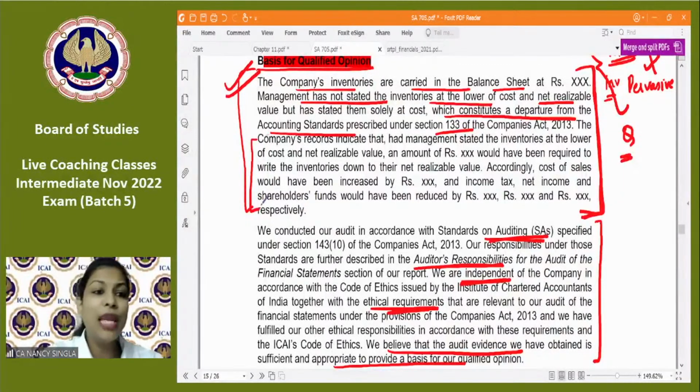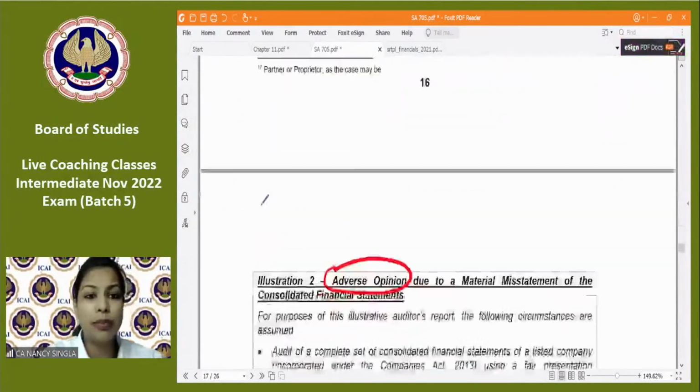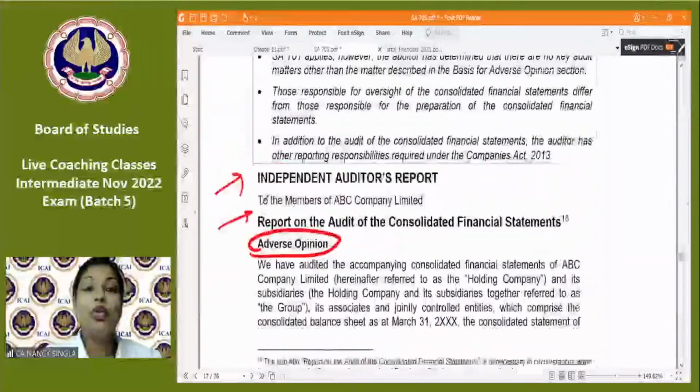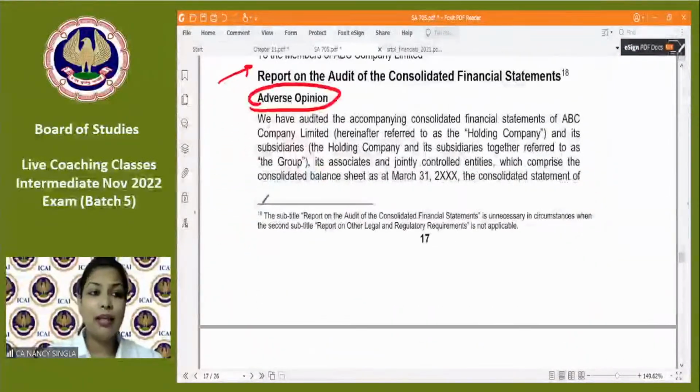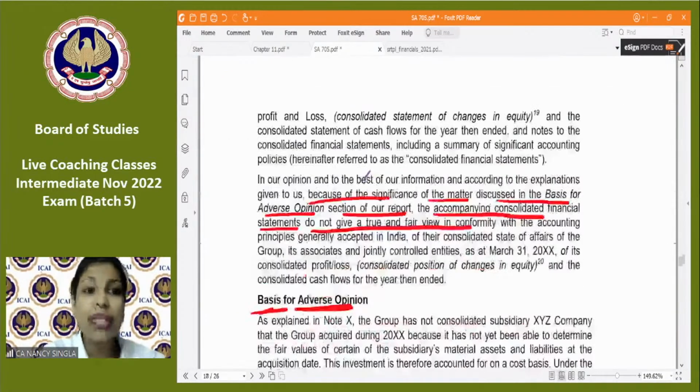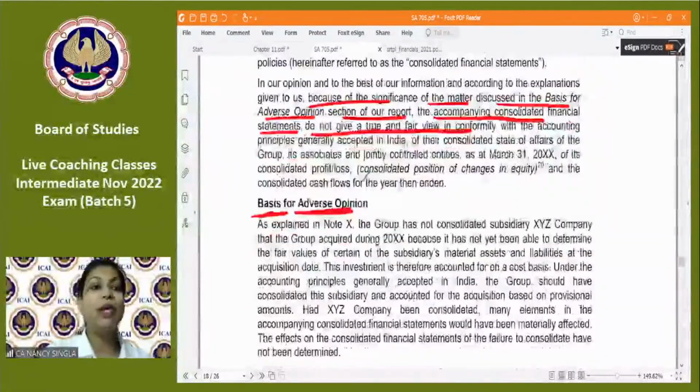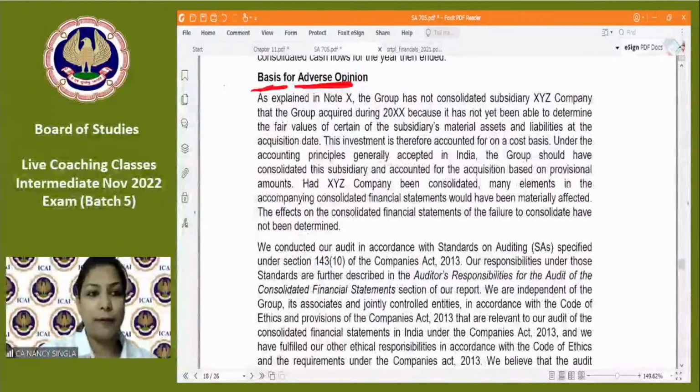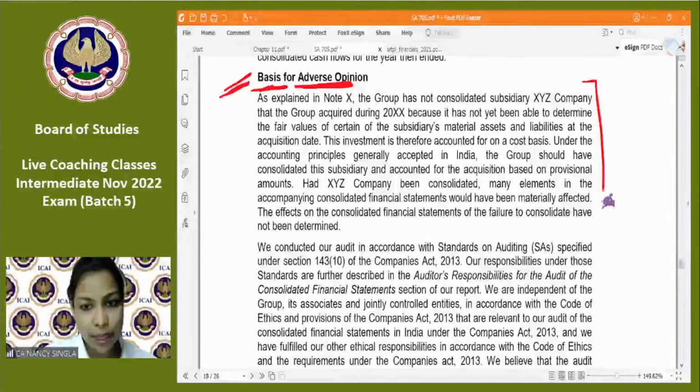ठीक है? Clear? Now let us have a look at the adverse opinion. तो देखो adverse opinion में again opinion section क्या हो जाएगा? Adverse opinion रहेगा तो सेम ही, that we have audited the consolidated financial statements, names देंगे, सारे financial statements देंगे, everything will come. But यहाँ पर अब हम क्या बोल रहे हैं? अब देखो basis for adverse opinion. अब यहाँ पर क्या है? What is the matter here? I'll quickly brief it to you.